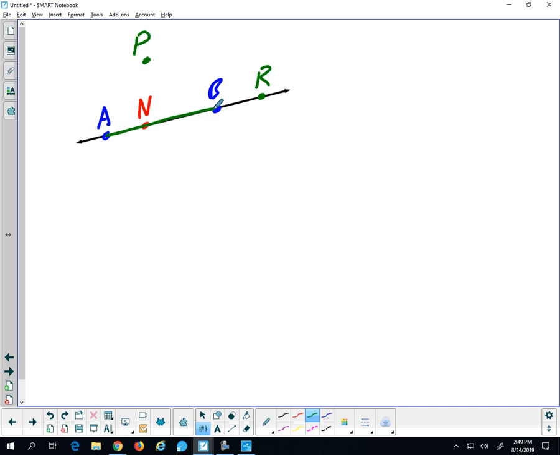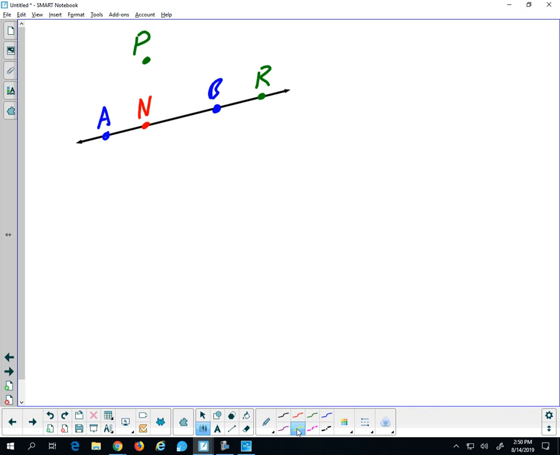So when we look at being between, what does that mean? What does it mean for a point to be between A and B? It means it cuts that line into segments. It cuts that line into smaller pieces.